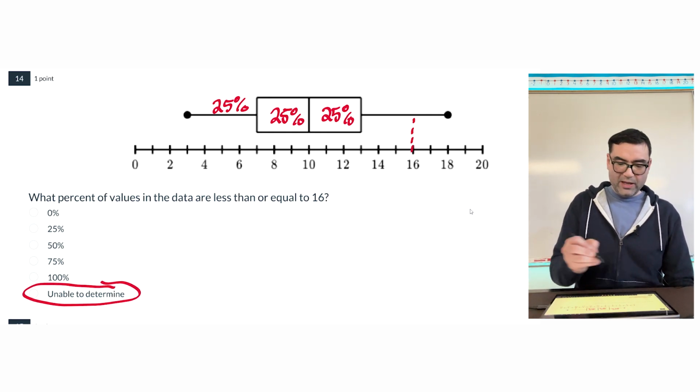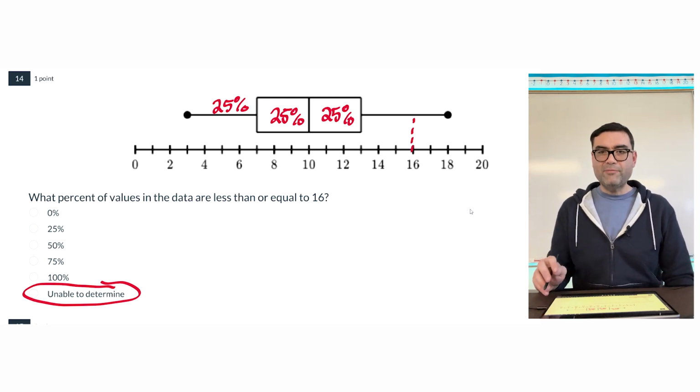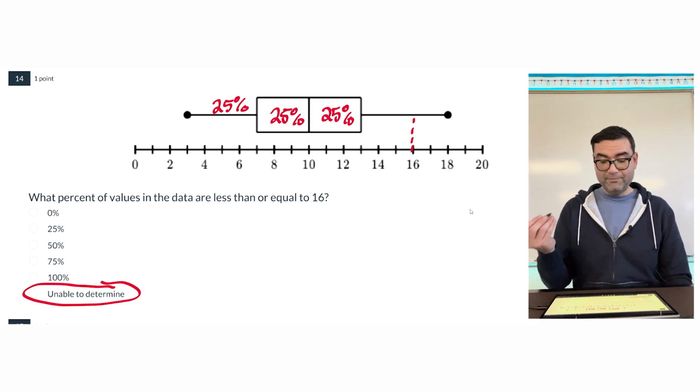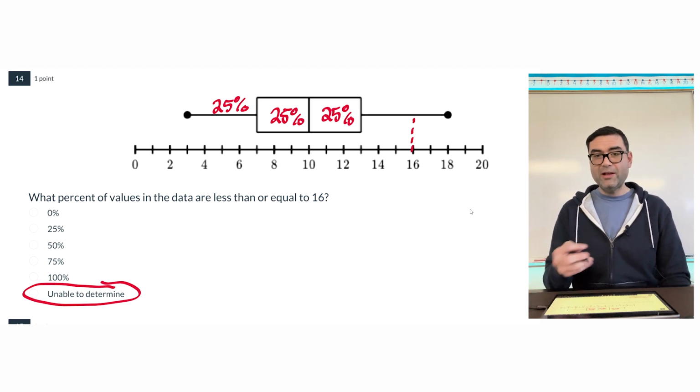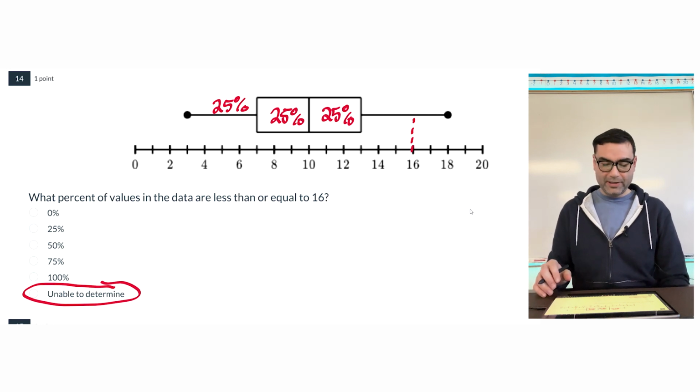So just know if we're not at a specific quartile or median value, you can't really make a call. I mean, you can give a range of values. So I could say it's more than 75%, but less than 100. But other than that, I think from those choices, we'd have to say unable to determine.